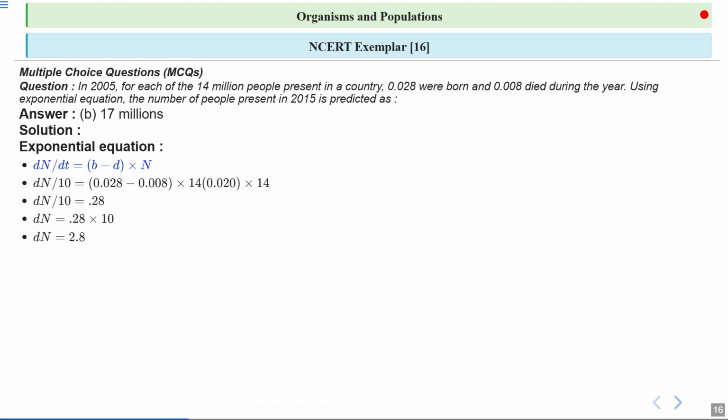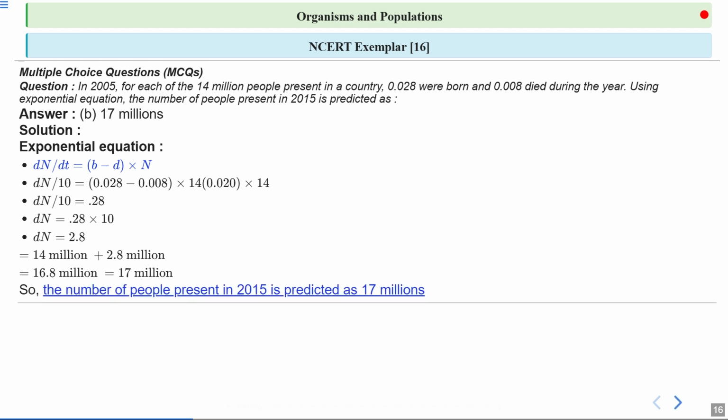So this is the extra number of people added to the original population due to the difference between births and deaths. So we can add this increase to the original population. So 14 million plus 2.8 million equals 16.8 million, which is around 17 million. Okay, this is clear. So we can say the number of people present in 2015 is predicted as 17 million. Now let's move on to the next question.